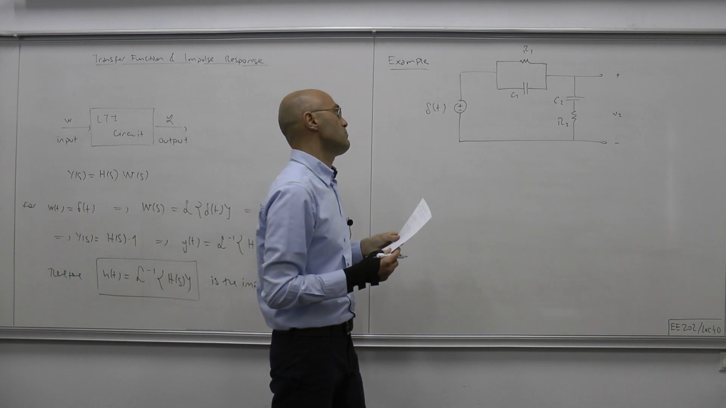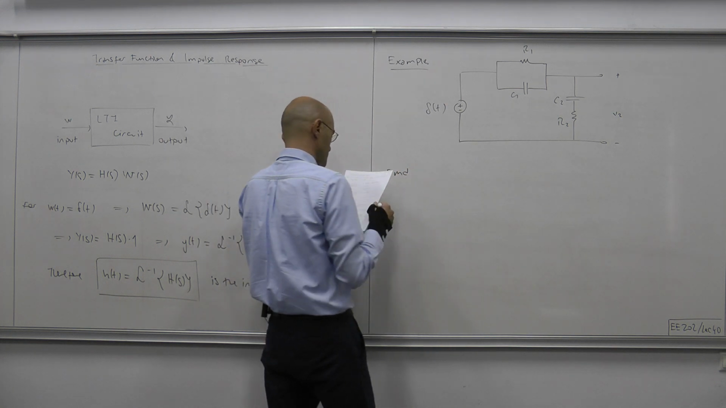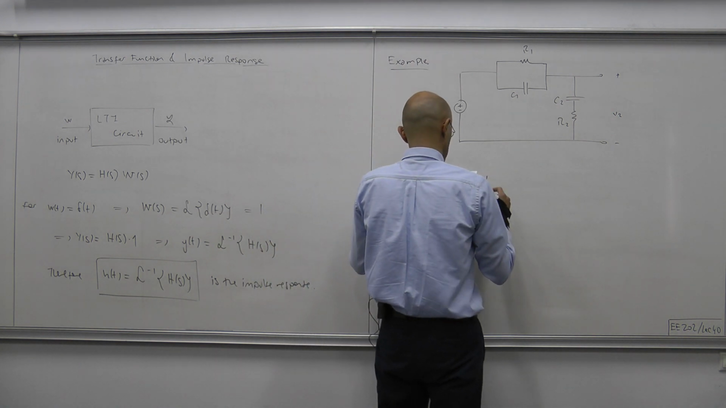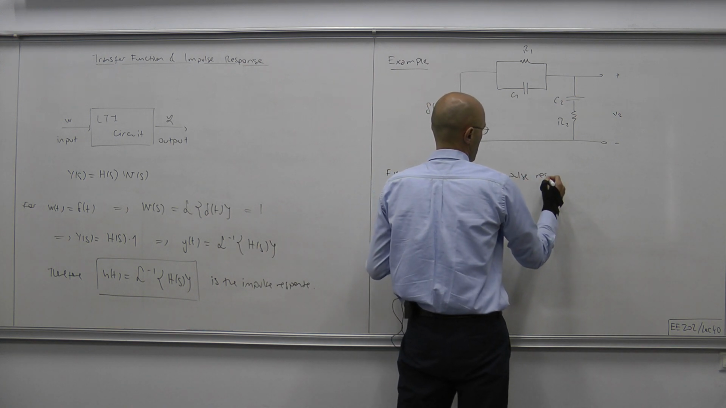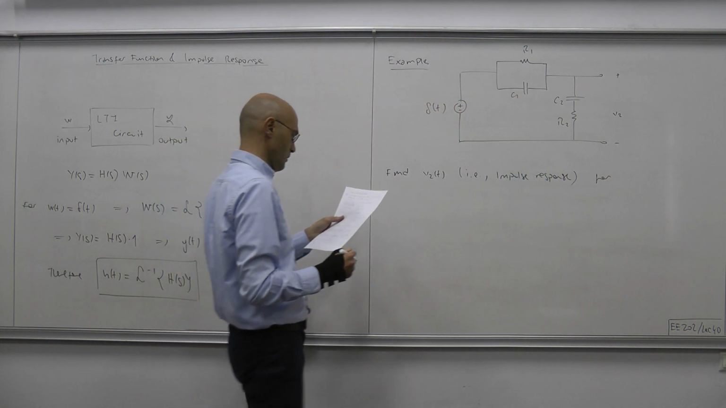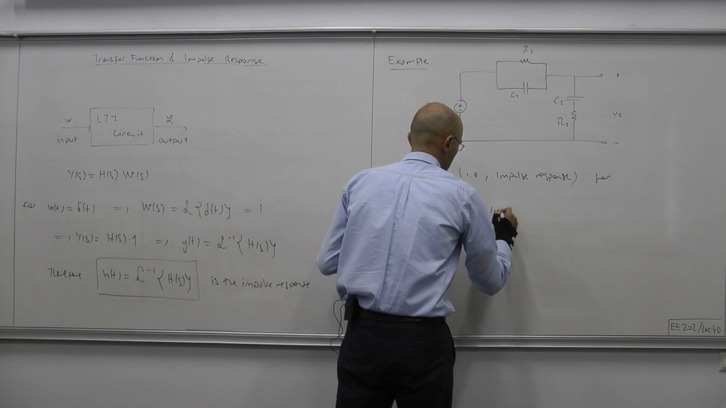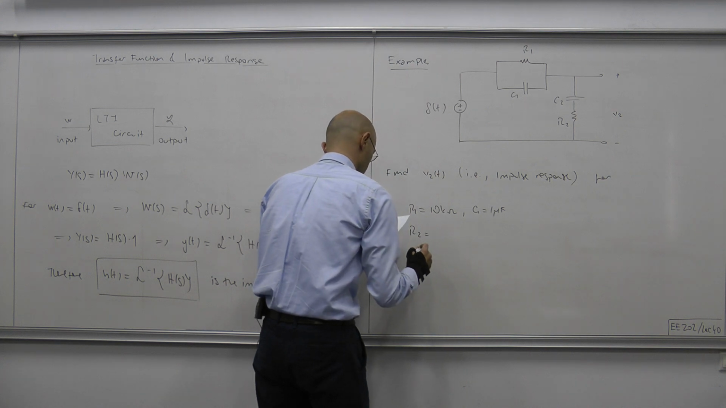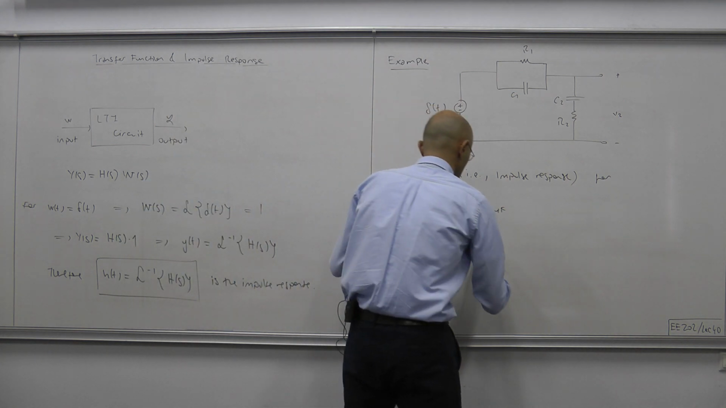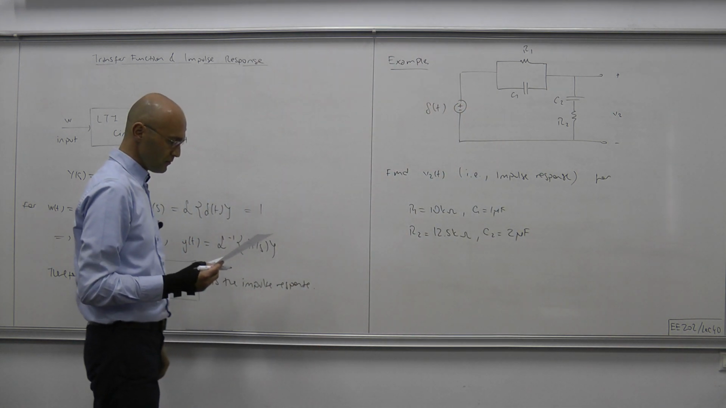So we're trying to now find the impulse response. That means all the initial capacitor voltages are 0, and under that condition, find the response V2(t), that is the impulse response, for the following parameter values. R1 is 10 kilo ohms, C1 is 1 microfarad, R2 is 12.5 kilo ohms, and the second capacitance is 2 microfarads.